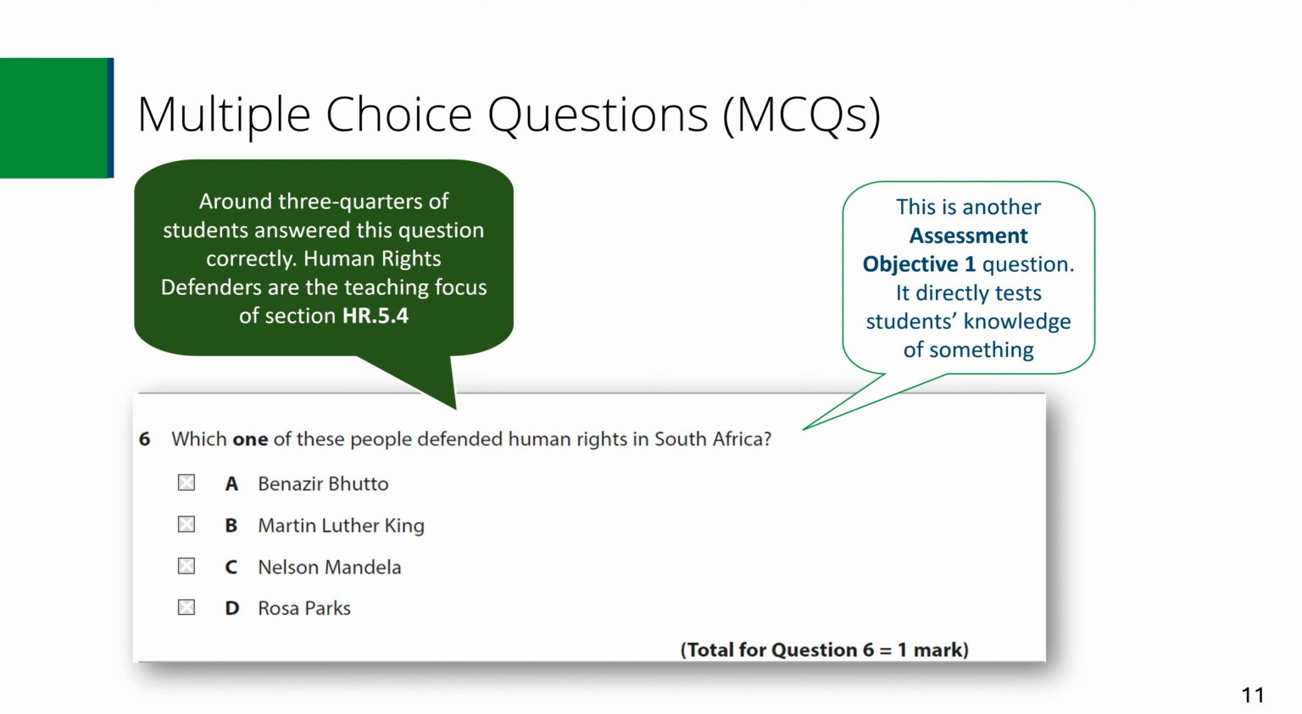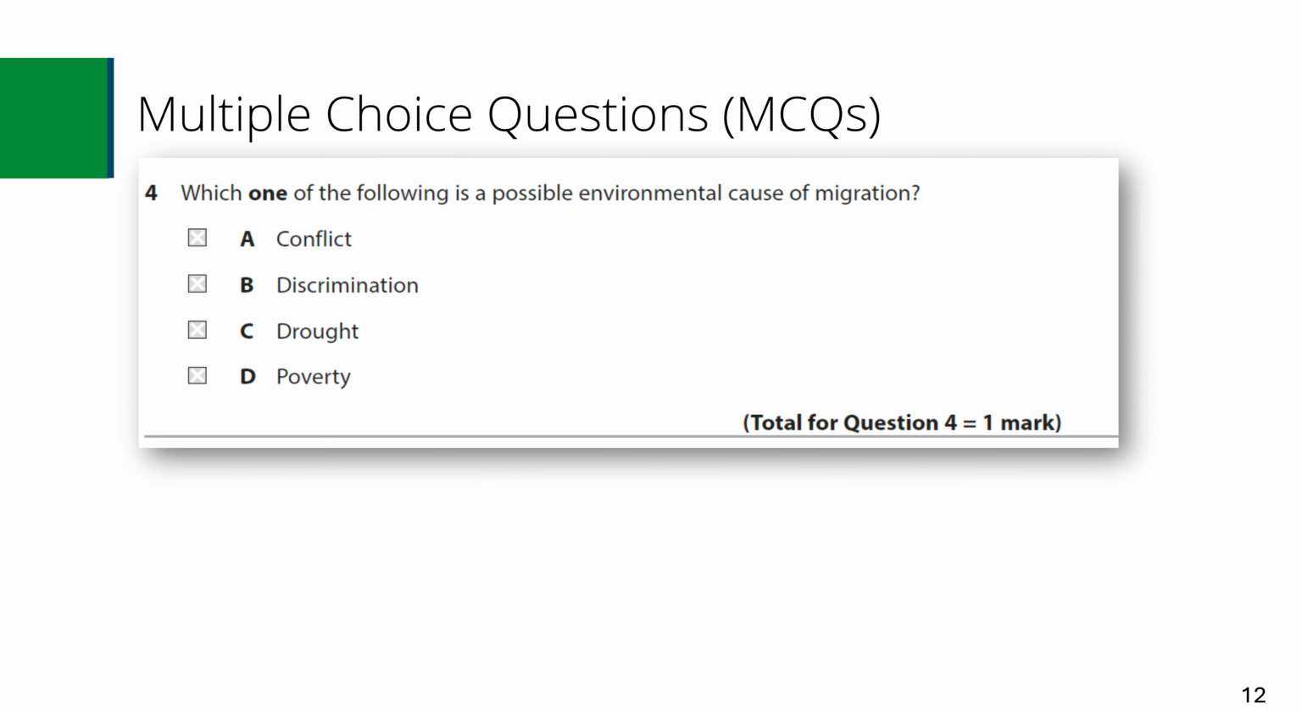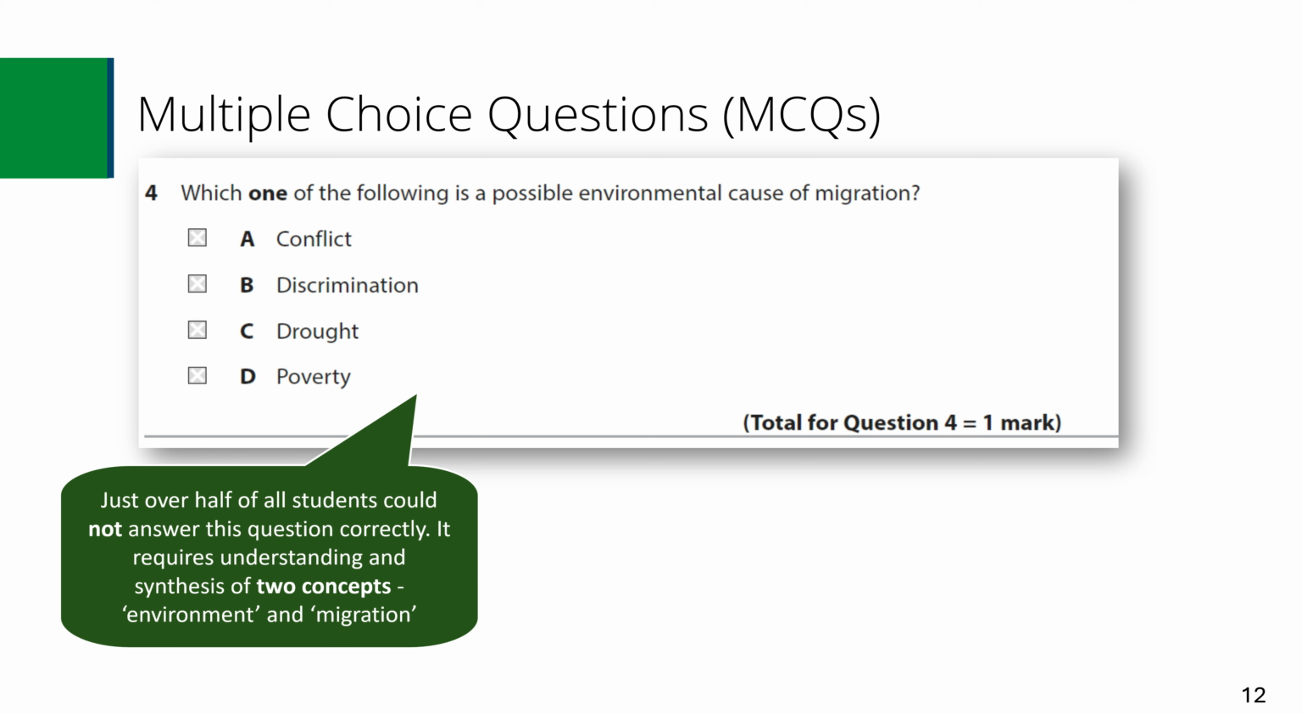This is also an assessment objective 1 question. It directly tests students' knowledge of a topic. In contrast, this is a slightly different question formulation. It's what's called an AO2 question, where students are applying their knowledge. The question says, which of the following is a possible environmental cause of migration?